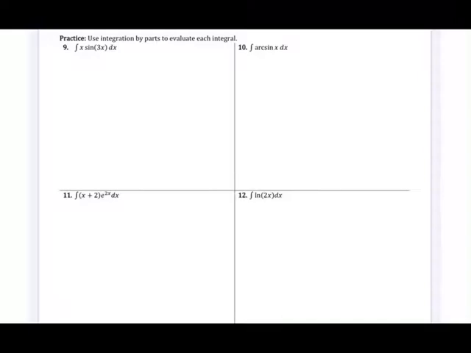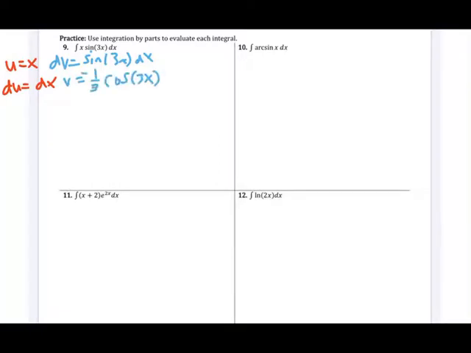I'm going to remind you that when you're defining u, it is something that you can take the derivative of and get something simpler. dv is something that you know how to integrate. So on number 9, the simpler function is x. The function that I know how to integrate and is more complicated is sine of 3x dx. That means that du is just dx, and v is going to be negative 1/3 cosine of 3x.